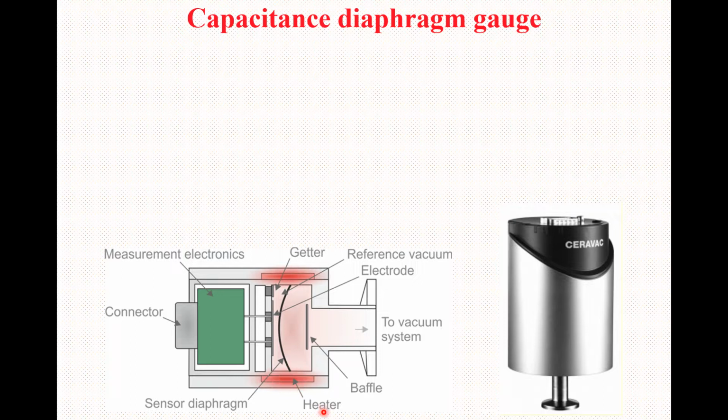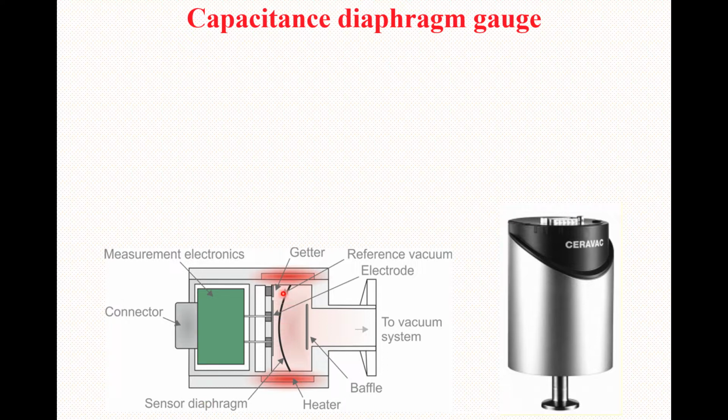This rectangular shape here below and above is basically the heater which provides the heat. And here, this bow-like structure is basically a sensor diaphragm. This is the key. Just because of that, the gauge name is capacitance diaphragm gauge.